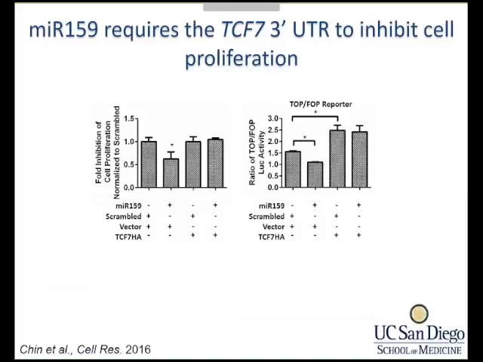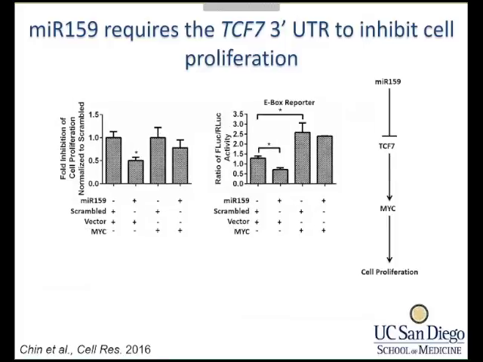In the next experiment, we restored the expression of TCF7 using a version of the gene without the 3' UTR. This cDNA contains the HA tag but no 3' UTR, and is therefore resistant to miR-159 or any microRNA regulation. By doing this, we found that restoration of TCF7 abolished all anti-proliferative effect of miR-159, confirming that TCF7 is a major target of miR-159.